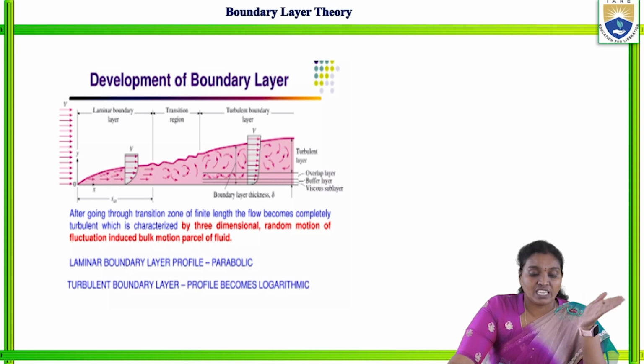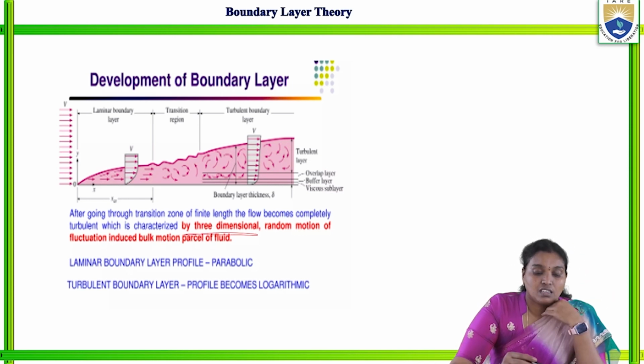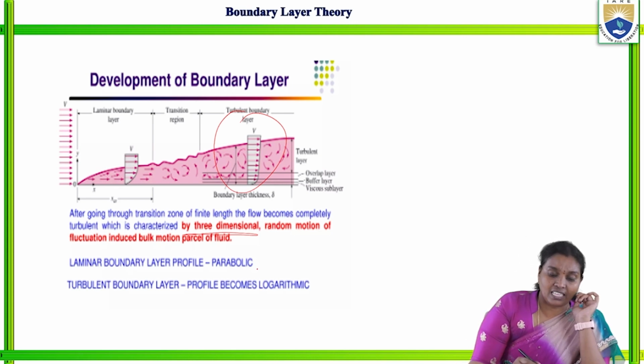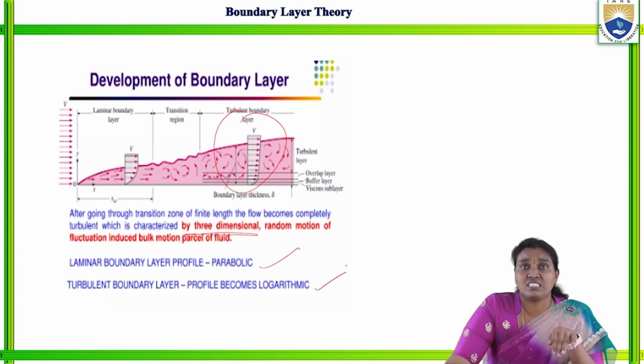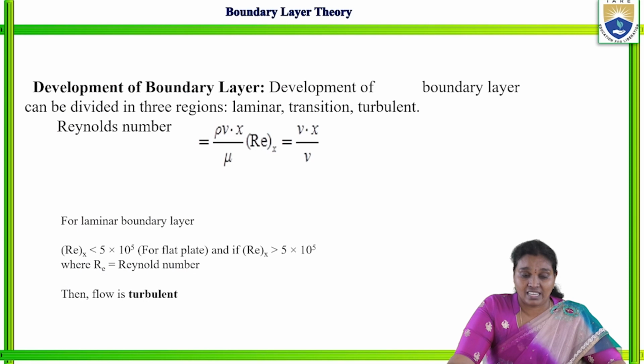After going through the transition zone of finite length, the flow becomes completely turbulent, which is characterized by three-dimensional, random motion of the fluid, fluctuation-induced bulk motion of parcels of the fluid. So the laminar boundary layer profile is parabolic. The turbulent boundary layer profile becomes logarithmic, because three dimensions are going to be involved. So how the development is done, we will observe in this.